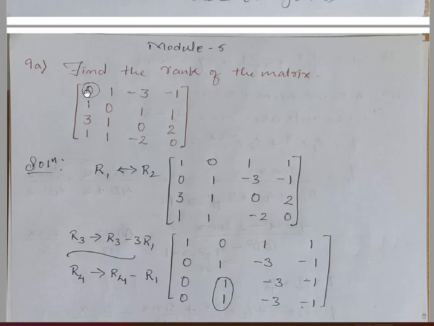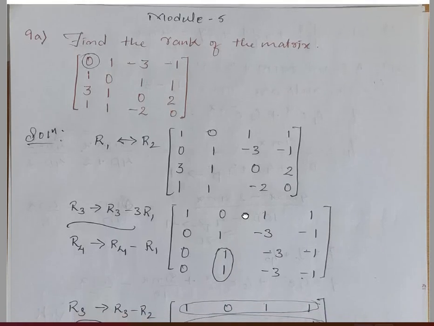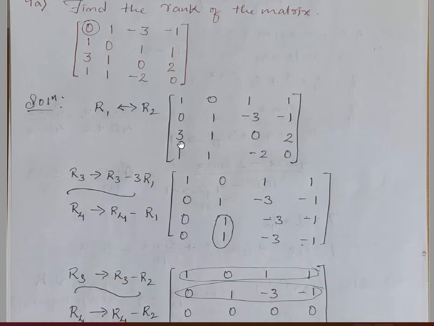This is the main thing you should know about when to interchange the first row. As it is 0 here, make sure this term is non-zero. To make sure that value is non-zero, I am interchanging with R2. So row 2 has been changed with row 1. Then I will make the 3 and 1 as 0 by using R1. This is the operation: R3 minus 3 times R1, R4 minus R1, and then I got R3 and R4 as new rows.